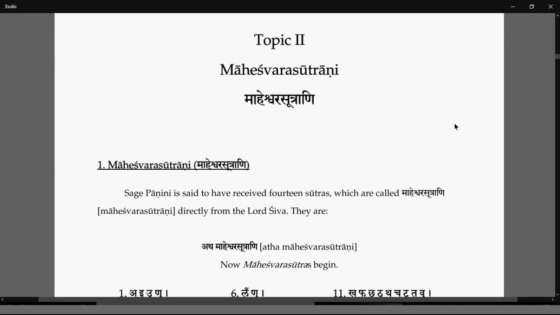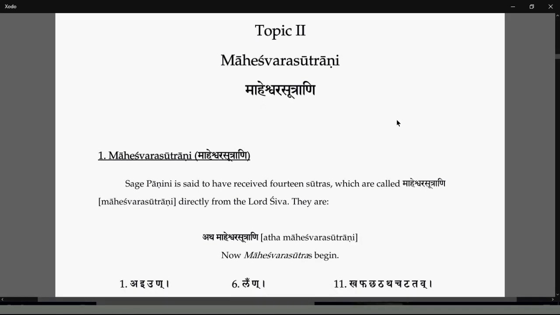When we say ach or hal, how do you get that? Ach means a vowel and hal means a consonant. How do you get that? So that we see through the Maheshwara Sutra.